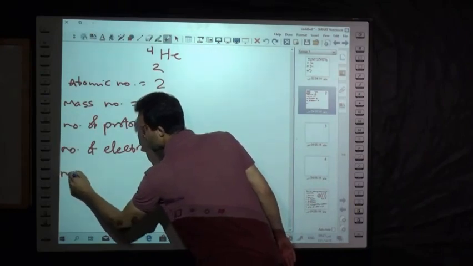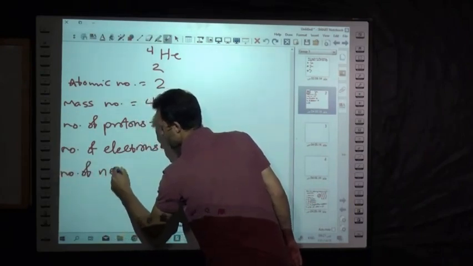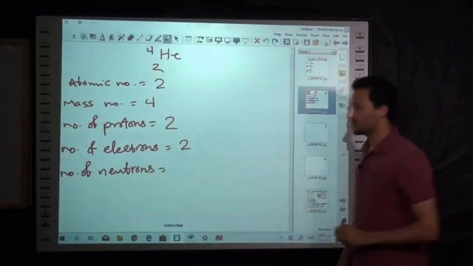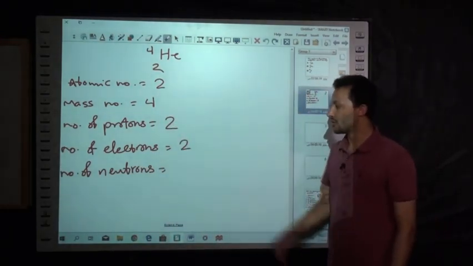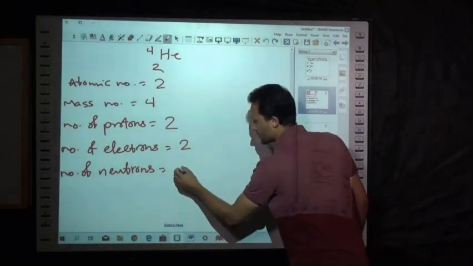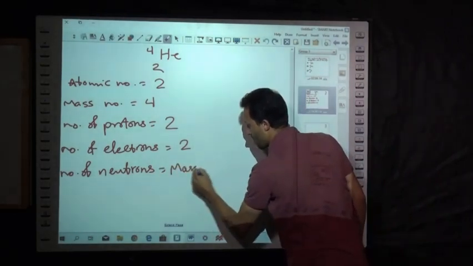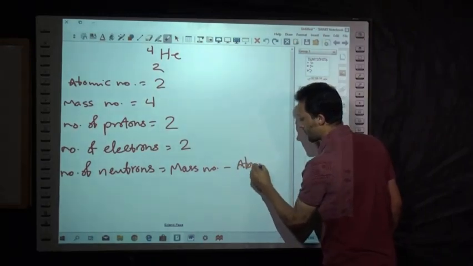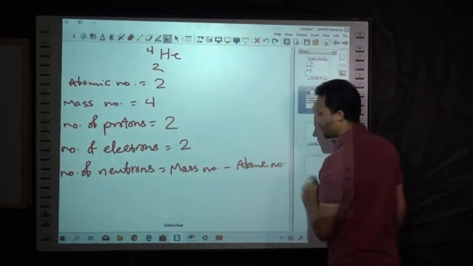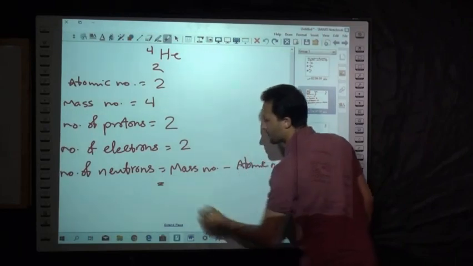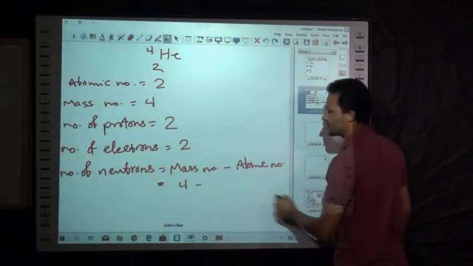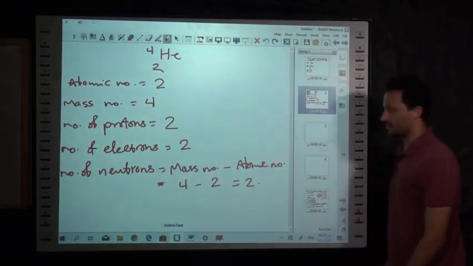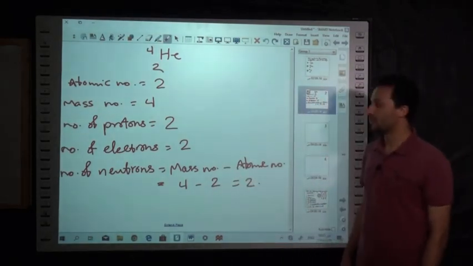Finally, number of neutrons, and we have a rule to calculate the number of neutrons. We said that number of neutrons equals mass number minus atomic number. Mass number equals 4 minus atomic number equals 2, so 2 neutrons. Number of neutrons equals 2.